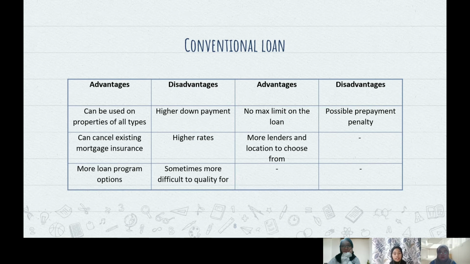For the disadvantages, a conventional loan has a higher down payment and higher rates. Sometimes it is also more difficult to qualify for. And lastly, it is possible to have a prepayment penalty.